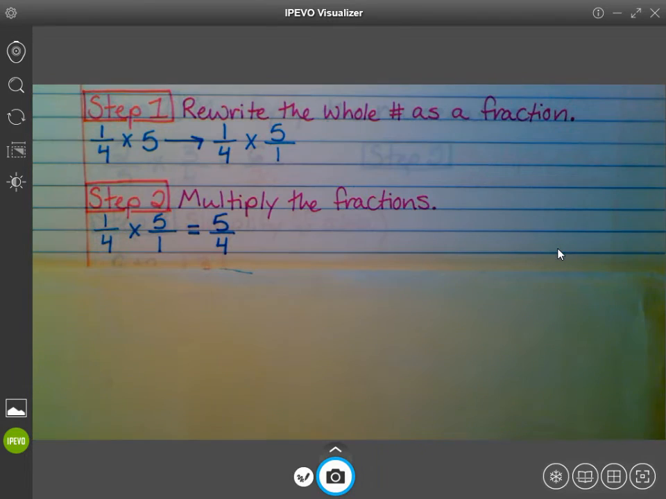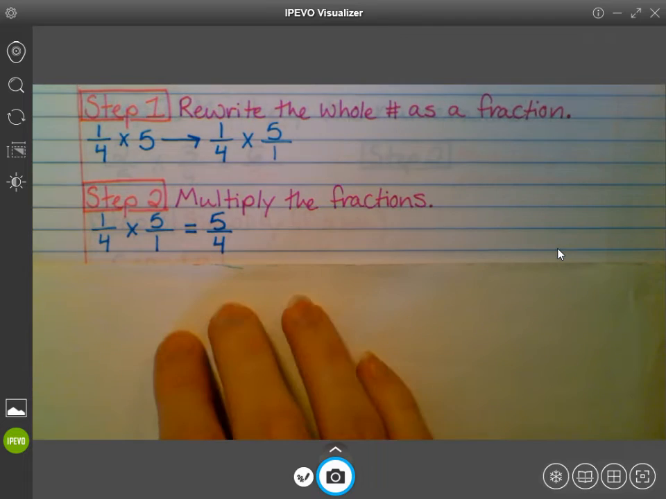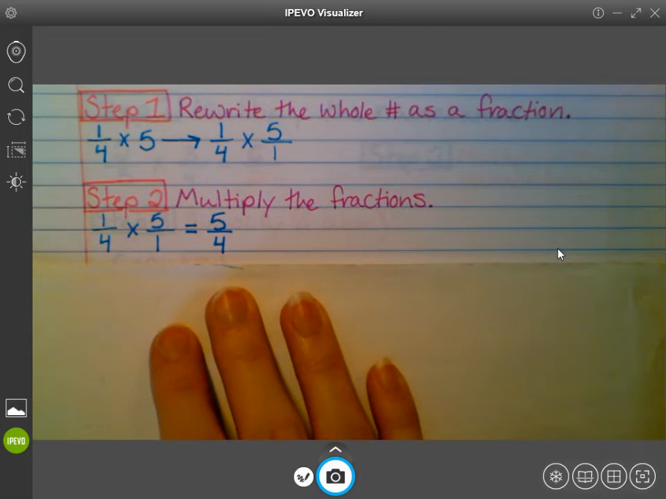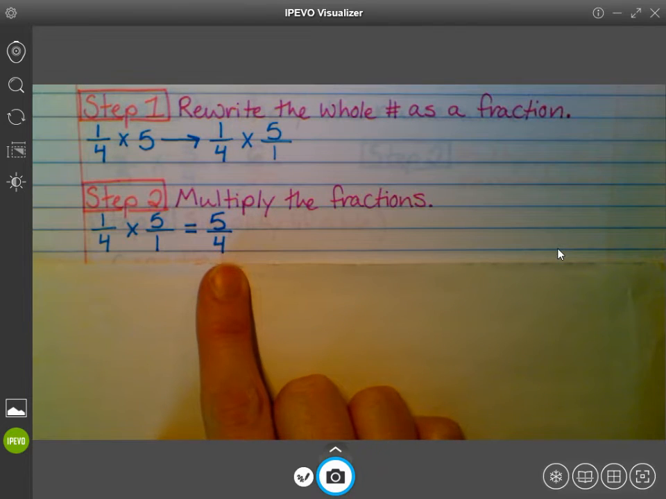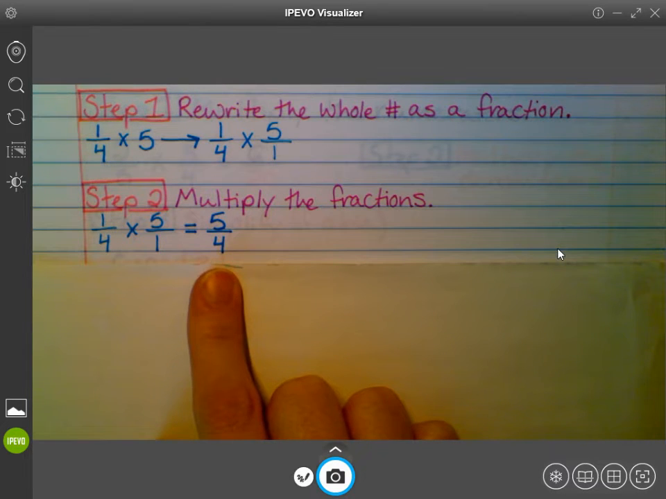Now, raise your hand. What do you notice about the answer we got here? Raise your hand if you have an observation about our answer. Don't say anything yet. We call it something. Let's say it on the count of 3 together. 1, 2, 3. Improper fraction. So, are we ready to go on to step 3? Is there anyone who needs more time on step 2?